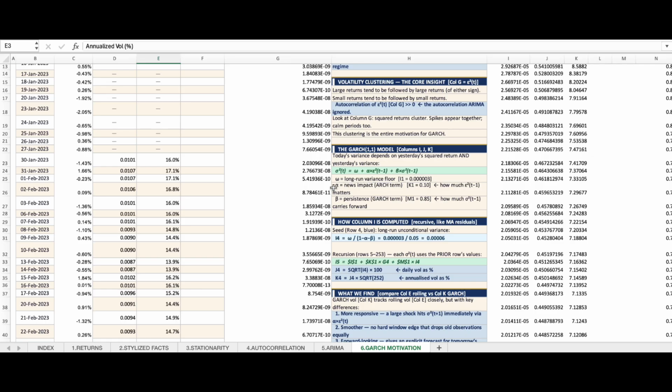So three parameters. Omega is the long run variance floor, meaning the minimum level towards which the variance tends to revert. Alpha is the news impact, or the ARCH term: how much yesterday's actual squared return changes today's variance estimate. Beta is the persistence term: how much yesterday's variance estimate carries into today.